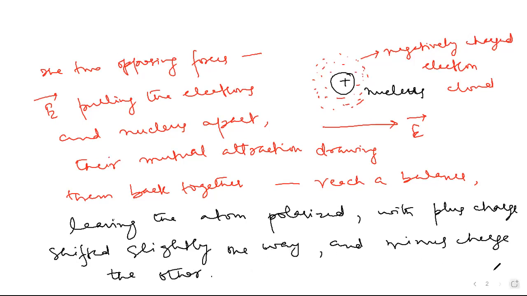The atom now has a tiny dipole moment P, which points in the same direction as the electric field E. Now, typically, this induced dipole moment is approximately proportional to the field. So I can write P is equal to alpha E. Let me name it equation first.